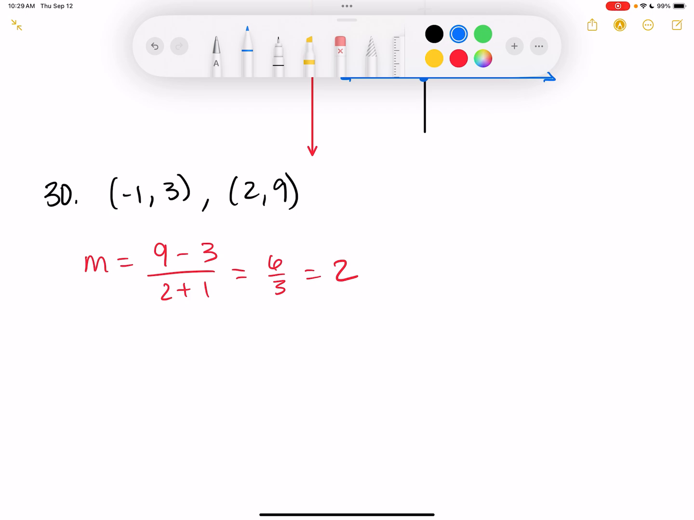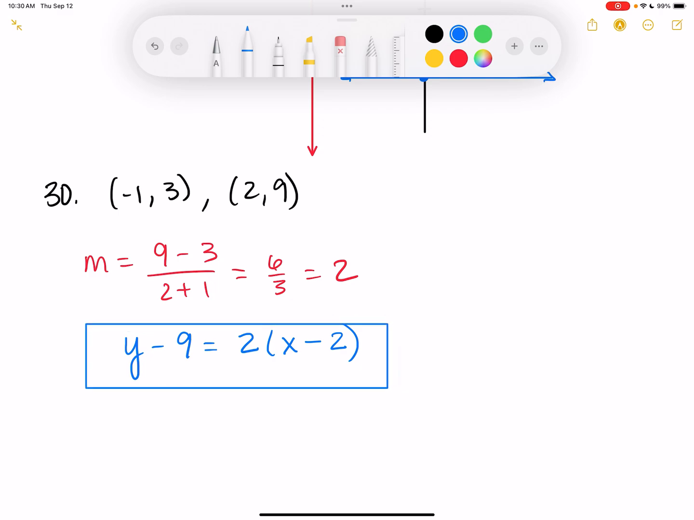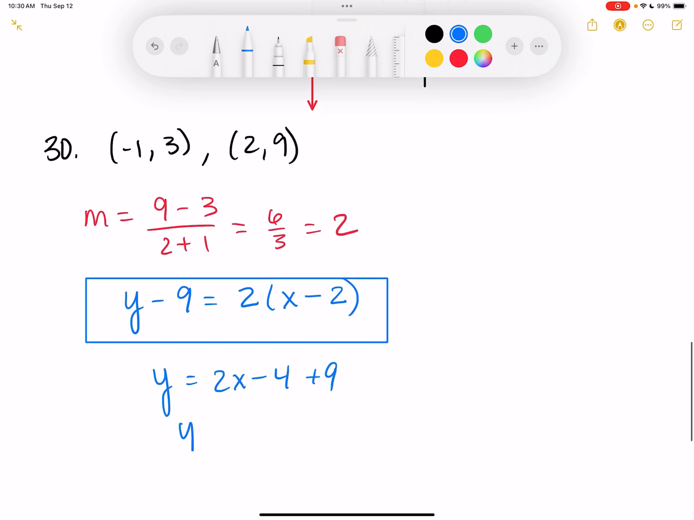Y minus 9 equals 2 times parentheses x minus 2. You can leave it here, or we can keep going. You get y equals 2x minus 4 plus 9, which is y equals 2x plus 5.